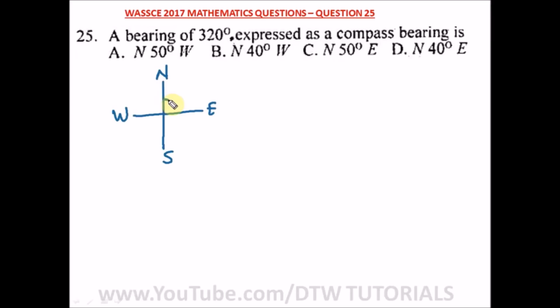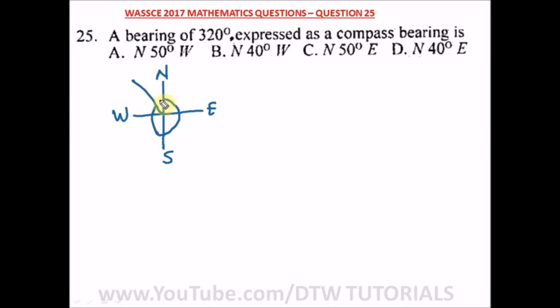and you go in the clockwise direction. You don't go in the anti-clockwise direction like we normally do. You have to go in the clockwise direction. And the bearing says 320. So this is 90, this is 180, this is 270. So it has to cross here, so it will be somewhere here, where we have 320.